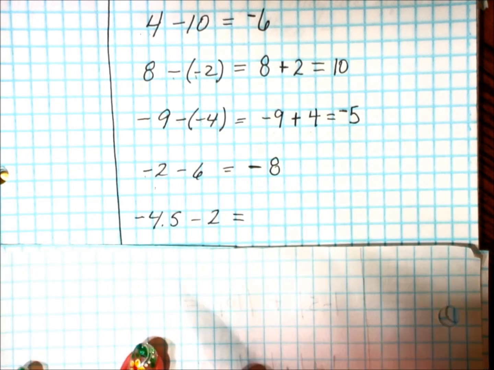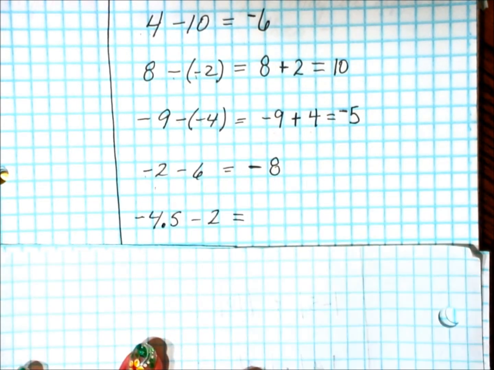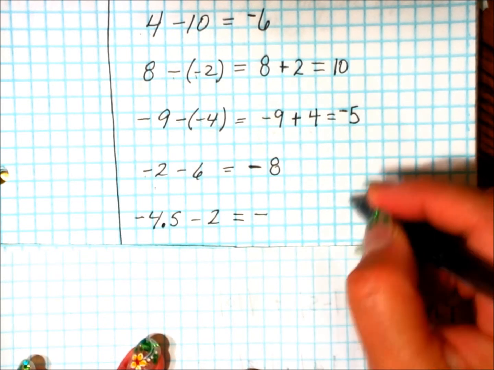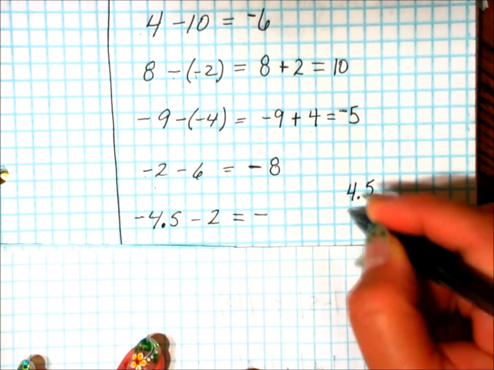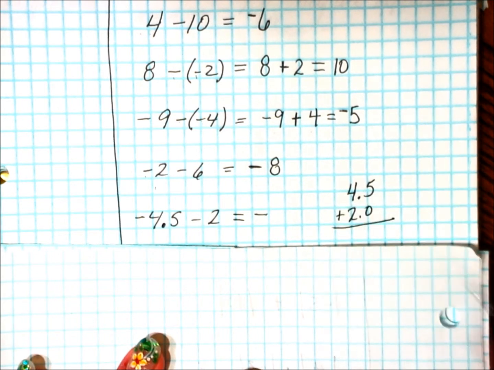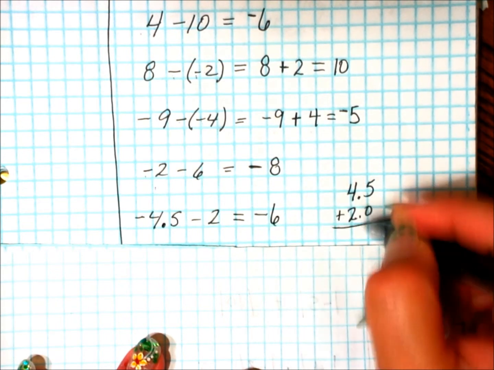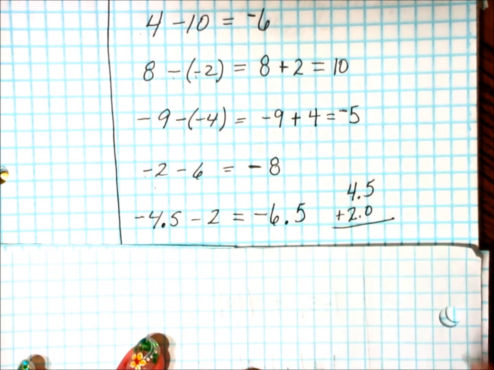Okay. Now here's one with a decimal point. We have negative 4.5 and negative 2. They're both negative. That means my answer is going to stay negative. I'm going to add them together. Remember, if you are having problems with remembering how to add decimals, we're looking at that. So 4 plus 2 would be 6, and the .5 gives 6.5.